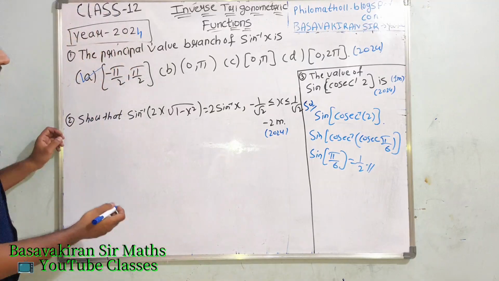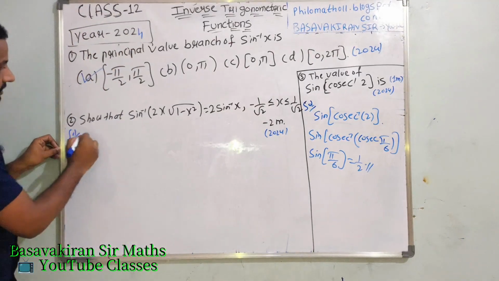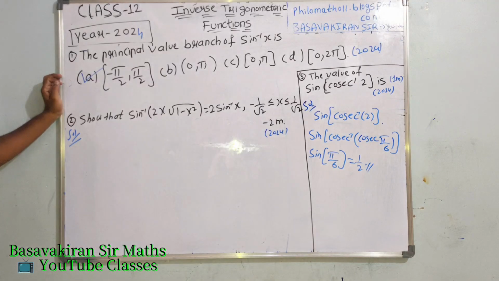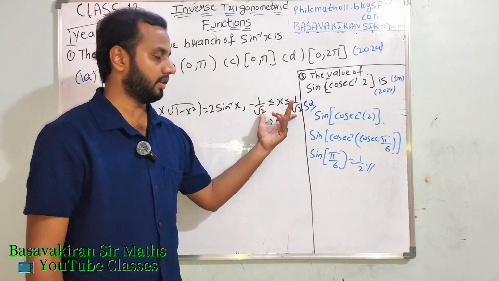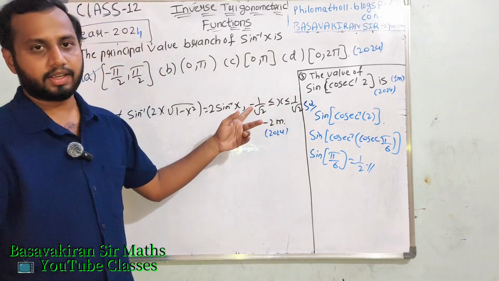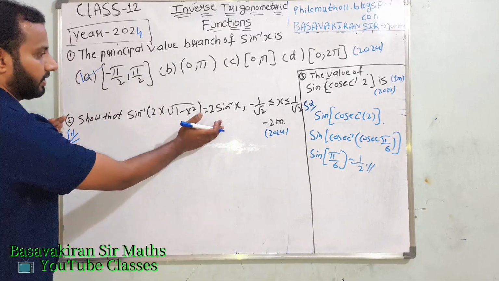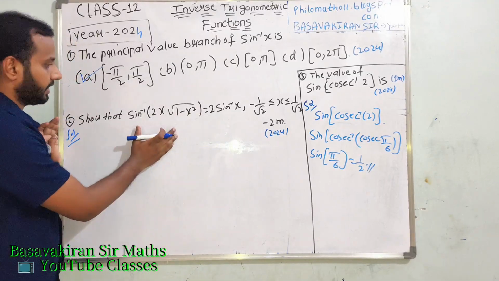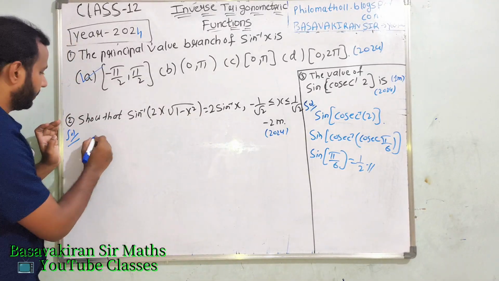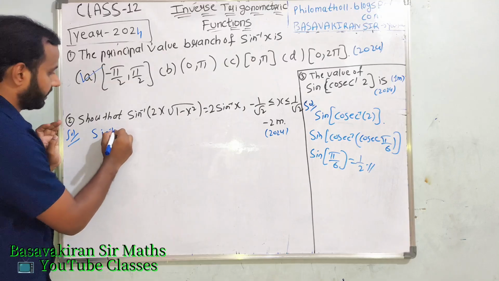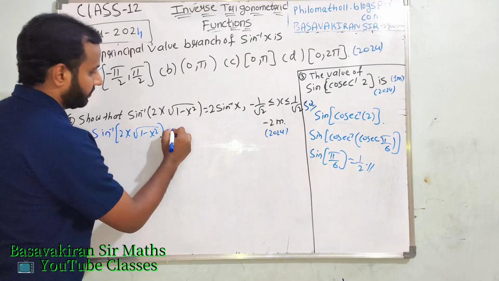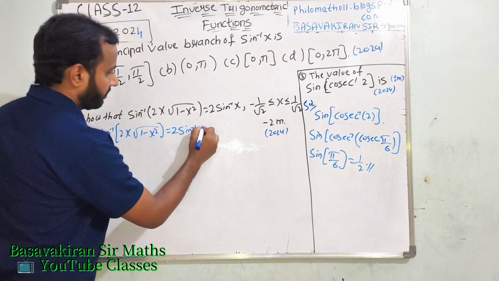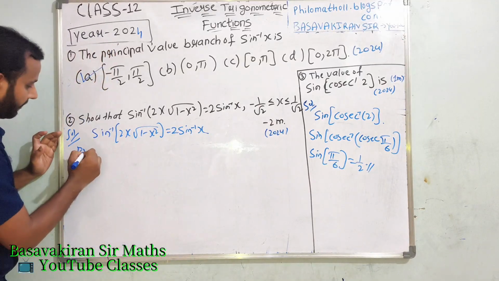Let us solve the next question. Show that sin inverse of 2x under root of 1 minus x square equals 2 sin inverse of x. We need to prove LHS equals RHS. Earlier, in the 2026 question, I have already informed you: whenever these types of intervals arise, I will be substituting sin theta. The right hand side is sin inverse, so the left hand side also I need to convert in terms of sin theta. Let us solve by the left hand side.